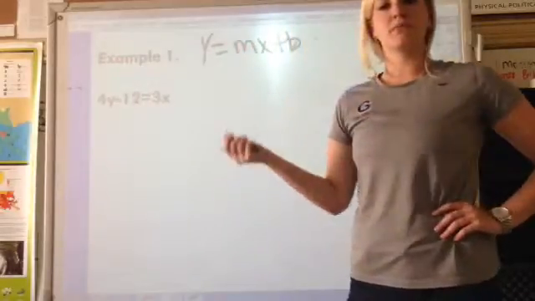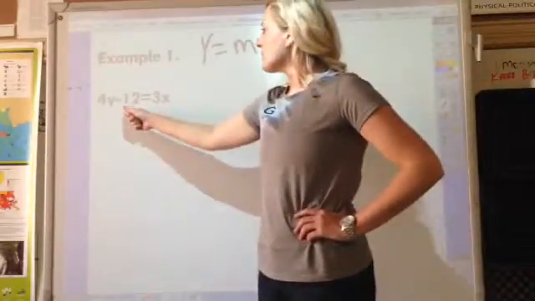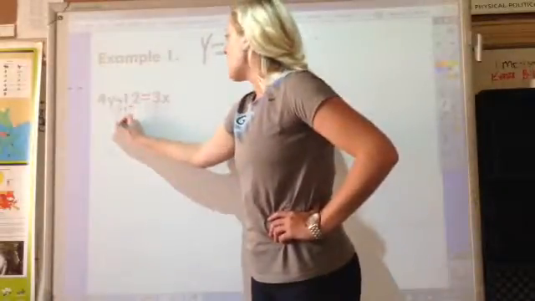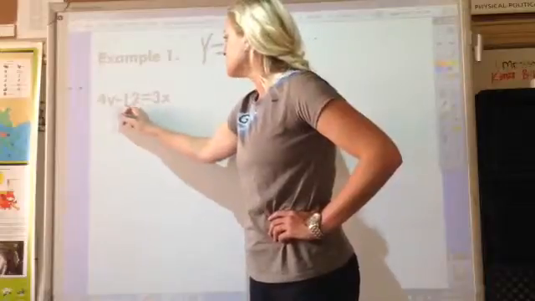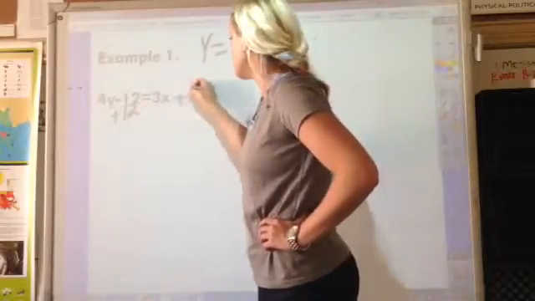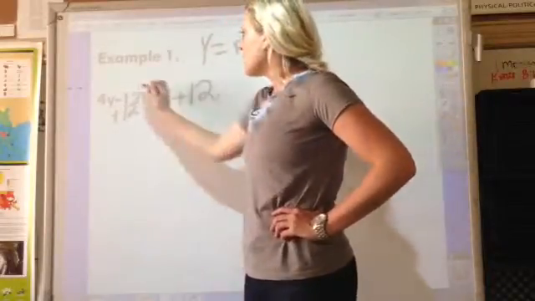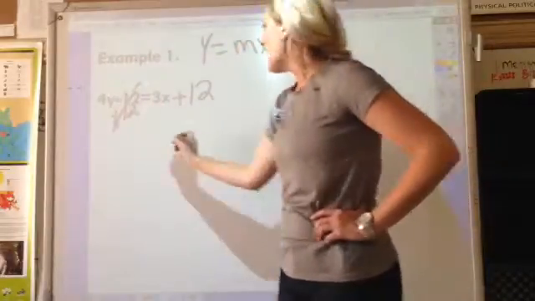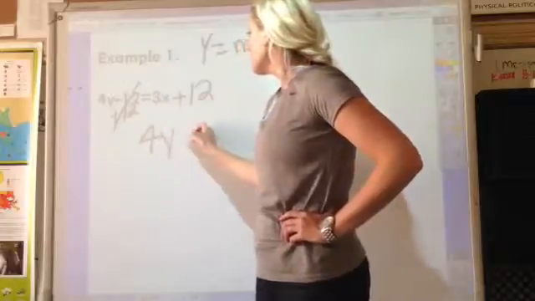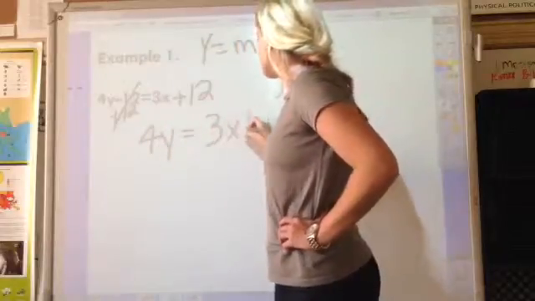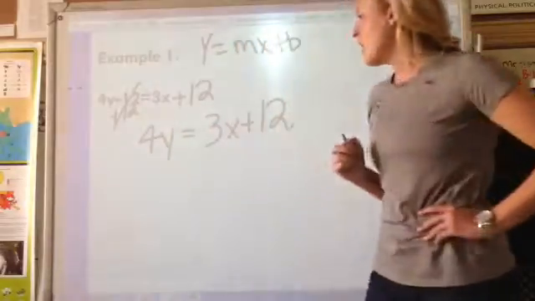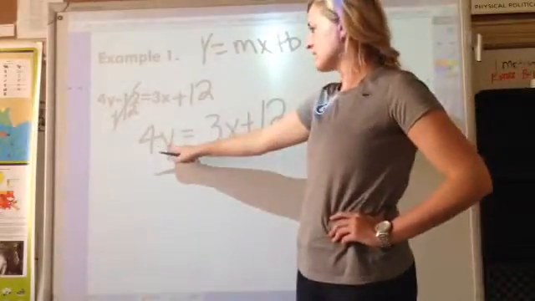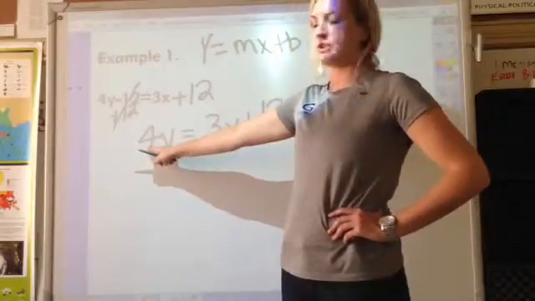And of course, you'll remember from solving equations, the way that I get rid of the negative 12 is I do the inverse operation, and so I'm going to add 12 to both sides, since the inverse of subtraction is addition. All right, my 12s will cancel out because negative 12 plus 12 is just 0. I'm left with 4y equals 3x plus 12. I'm almost done, except that y is still not isolated because it has a 4 attached to it.